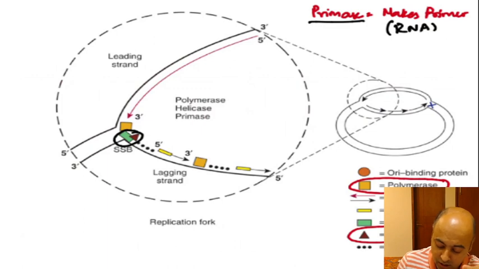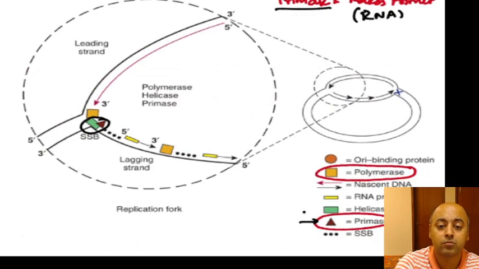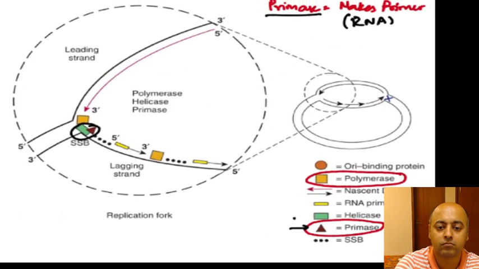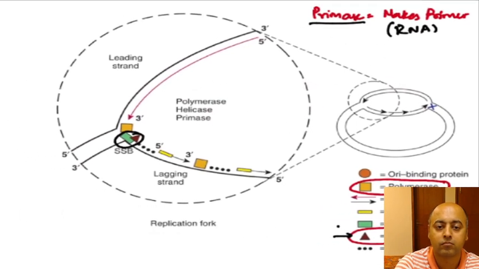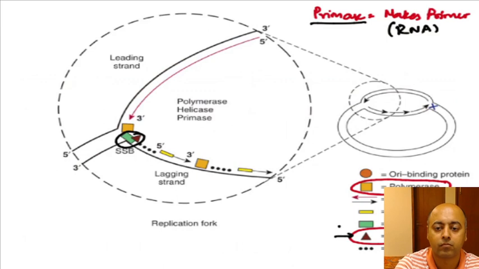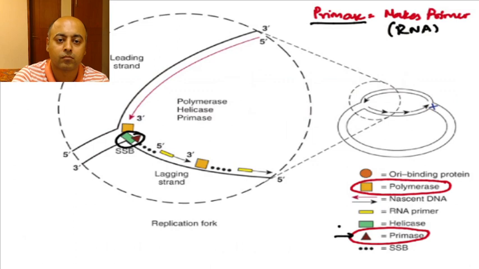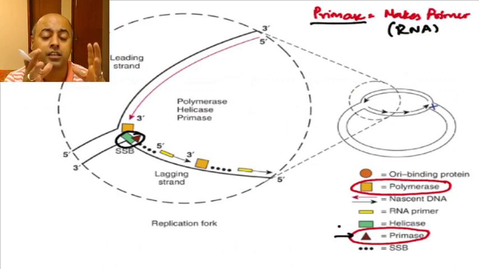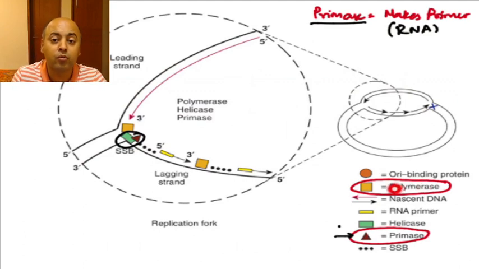So you can see the primase is there in green color, the triangle which is drawn here. This is the primase. So primase is synthesizing the primer, which is RNA in nature, and this RNA is then extended in the form of DNA, and this DNA will be formed by the polymerase.